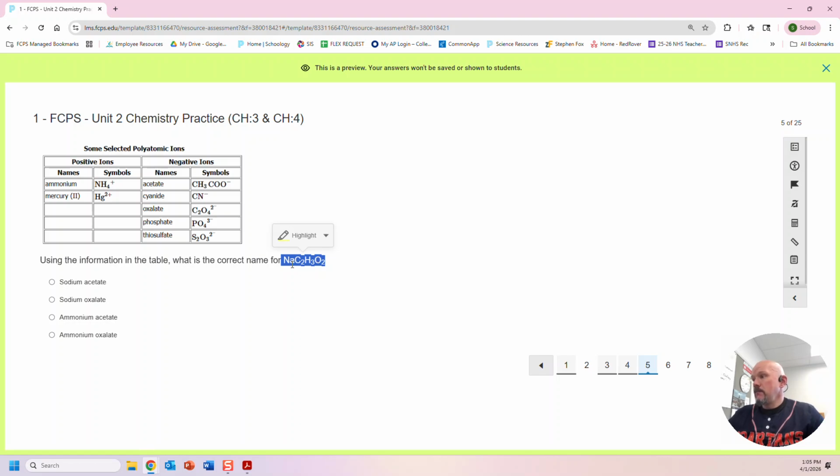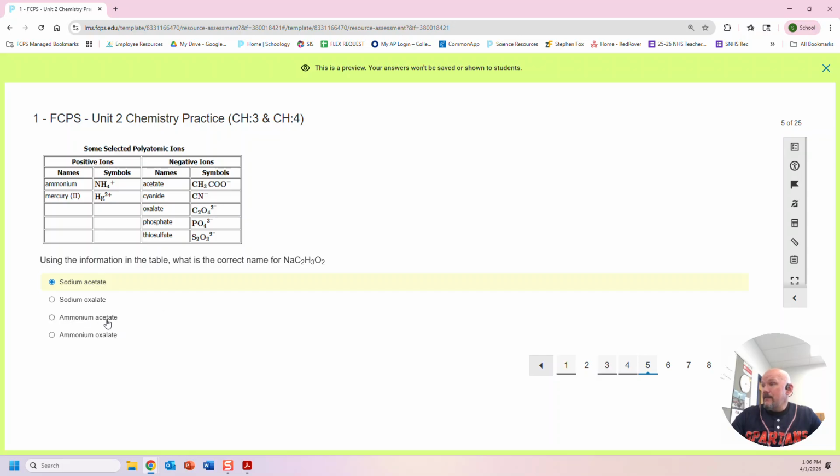So we got sodium, and then we got acetate. So the name of this compound is sodium acetate. So let's find sodium acetate. There you go. All right. We know it's not oxalate, right? Because C2H3O2, that's not oxalate, right? C2O4, that's oxalate.